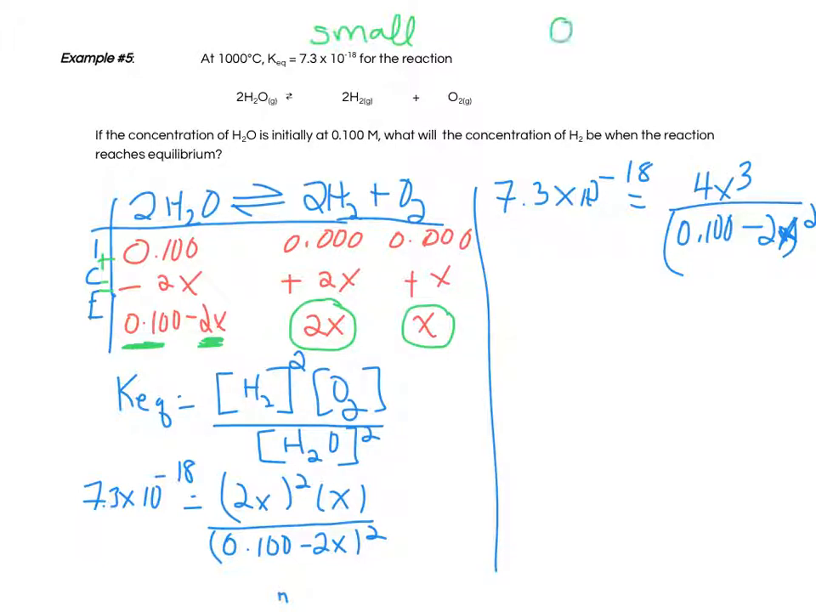Let's just do an exercise for the sake of doing the exercise. If I have 0.100 and I subtract something that's in relative terms quite small, let's say like 1.0 times 10 to the negative 10.